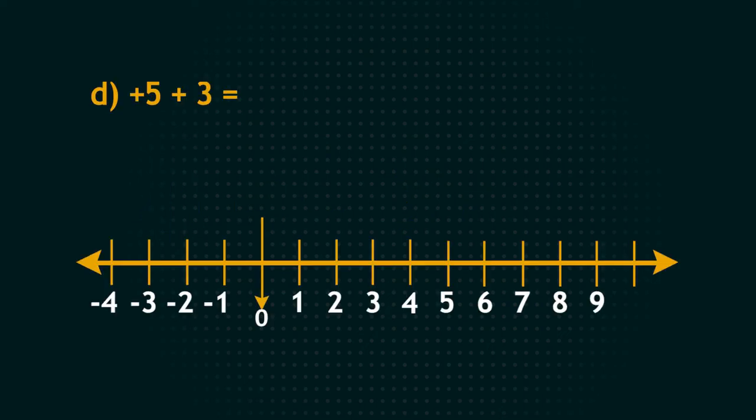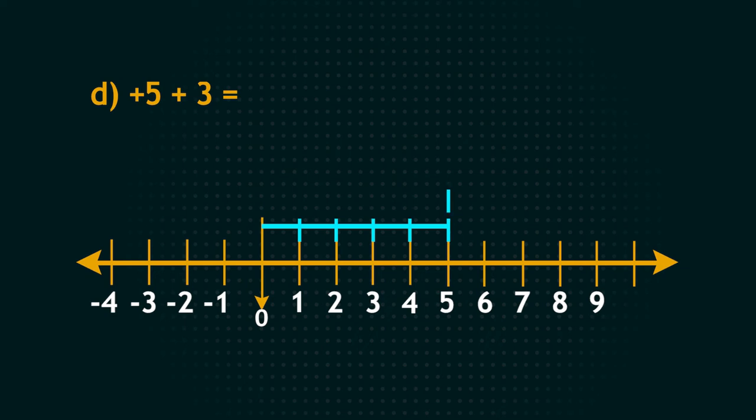Where do you stand on our number line there? At 0. We are standing at 0. And which direction to face? Look at the first integer you are adding. Positive 5. Yes, it is positive. Face in the positive direction. Move 5 steps. 1, 2, 3, 4, 5 steps in the positive direction. So I'm very sure now you must be standing at positive 5.